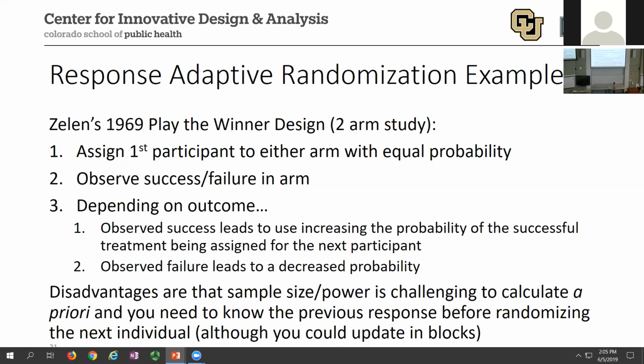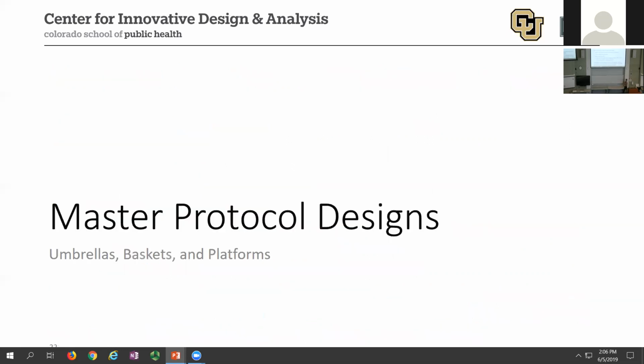Some of the disadvantages or challenges are that it makes sample size and power calculations, again, really challenging from the statistical side of things because you actually don't know what we're going to see in advance. And we also have this potential challenge of really needing to know the individual who enrolled previously, what their outcome is, before we can update the randomization ratio or adaptively randomize the next individual for our study. However, some people have noted it is possible to overcome this by updating in blocks of individuals instead of each specific individual in your trial. And so there are ways to address this and get around it, but it is still something that can logistically make things a bit more challenging to implement or evaluate in advance.